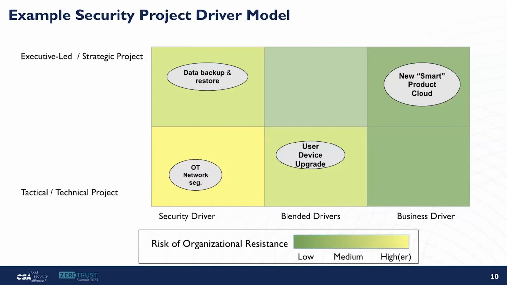Going above that, you can see a data backup and restore project. This might be, in this example, driven by an executive, might be a strategic project due to some sort of outage or ransomware incident, for example. This is something that's also fairly technical and doesn't involve end users because it's mostly going to be IT staff. But you probably have, in this example, a little bit more political capital or ability to make changes to applications because of the executive buy-in in this case.